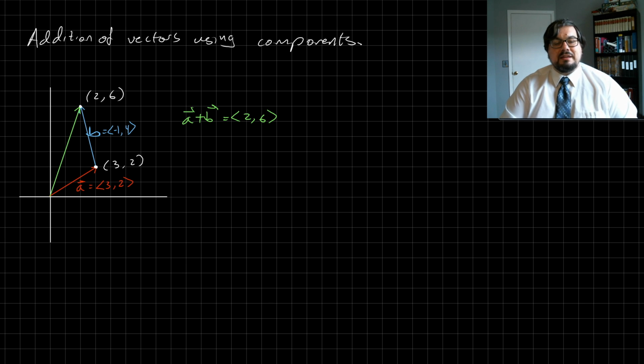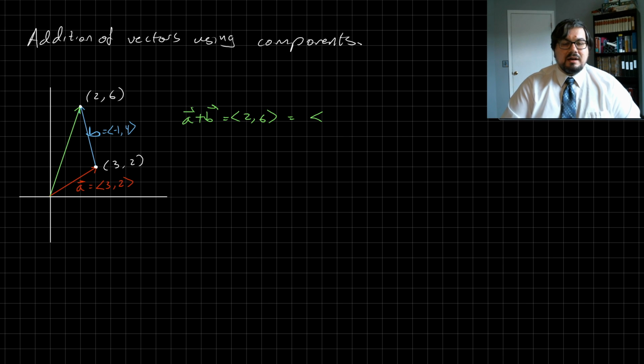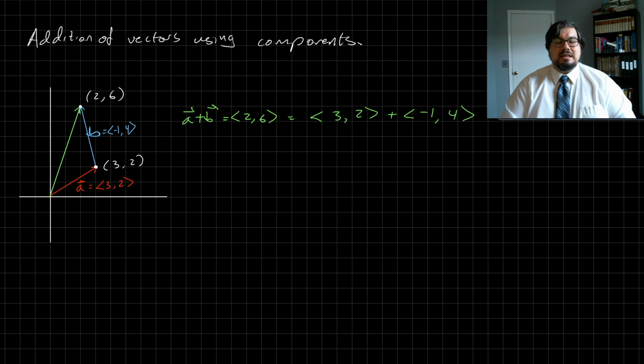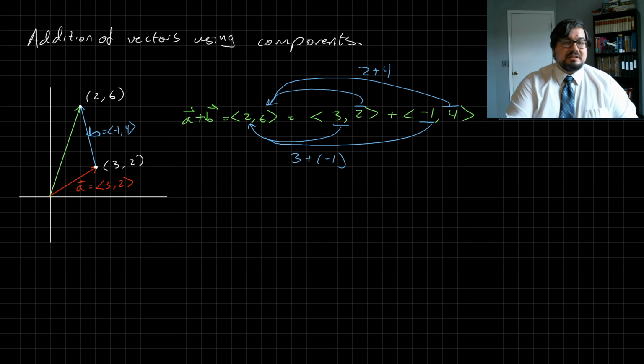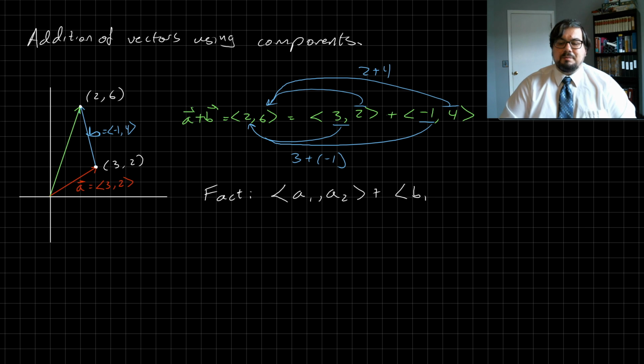But you'll notice that's also what you get if you just add corresponding coordinates of the two vectors that we started with. So the vector 2, 6, by our analysis here, is the sum of the vectors 3, 2 and -1, 4, but that's also what you get if you just add the first components together, 3 plus -1, and add the second components together to get 2 plus 4. And in fact, this always works. So the fact that we will use very often is that the sum of two vectors, a1, a2, and b1, b2, is simply what you get by adding component-wise. a1 plus b1, comma, a2 plus b2.